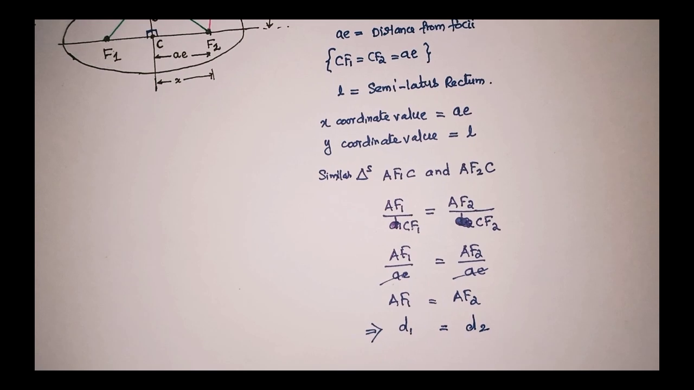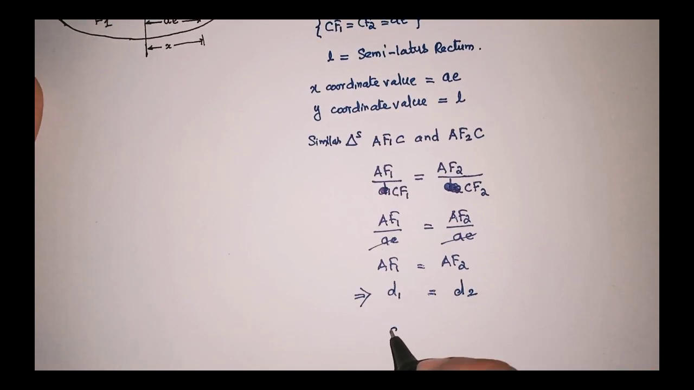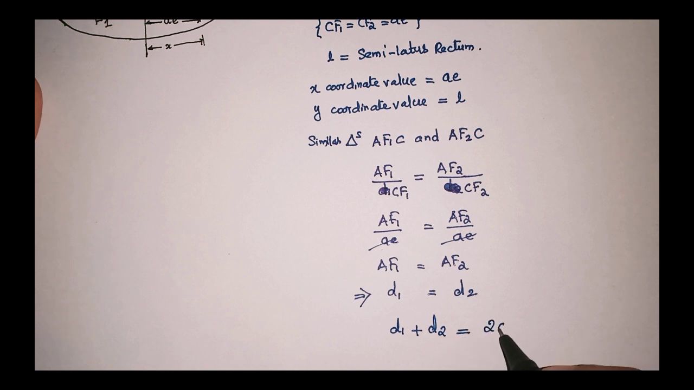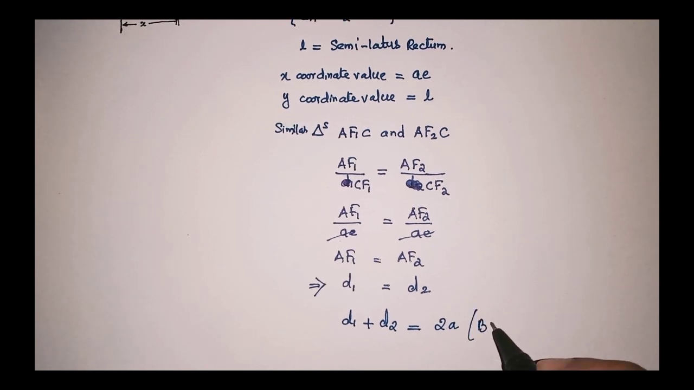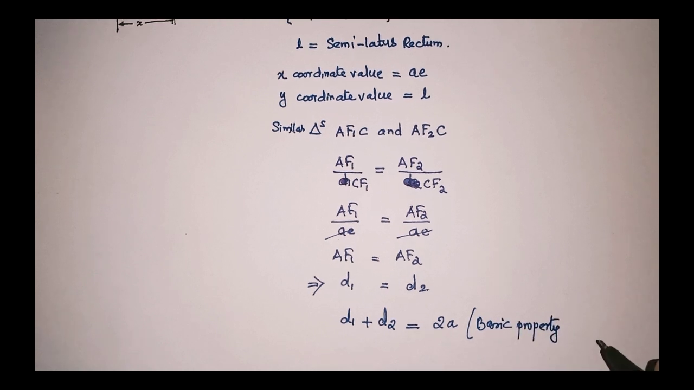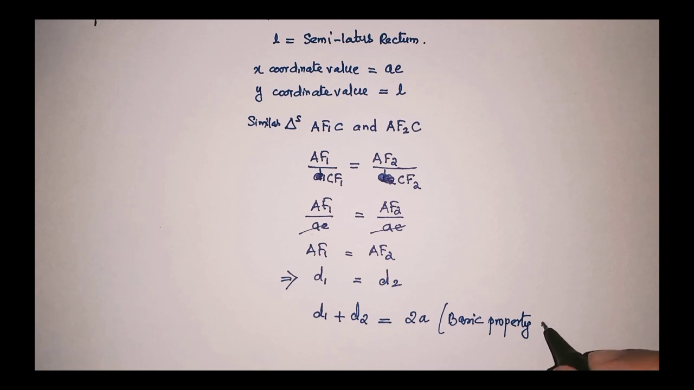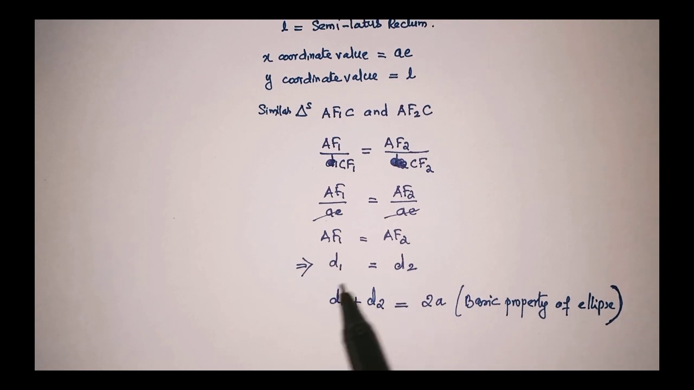Okay, but we know as per the property of ellipse, D1 plus D2 is going to be equal to 2 times A. It is the basic property of the ellipse. If you try to recall the basic conic section which you have studied in your elementary school, you will be able to know the basic property of ellipse: the sum of the two strings drawn from the focus is equal to 2A.